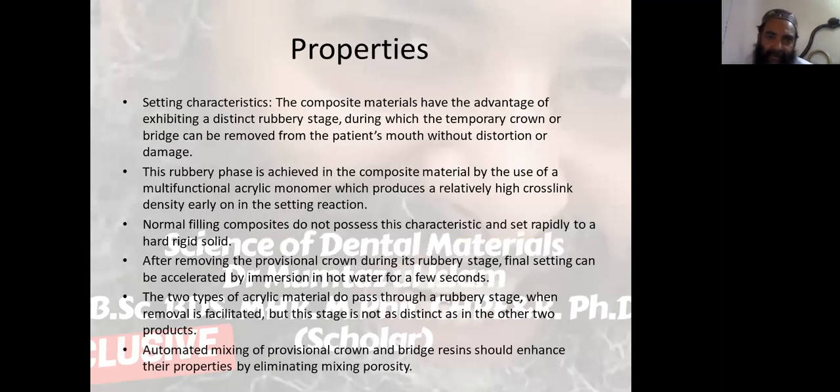Properties, setting characteristics. Composite materials have the advantage of exhibiting a distinct rubbery stage during which the temporary crown or bridge can be removed from the patient's mouth without distortion or damage. This rubbery phase is achieved in the composite material by the use of a multifunctional acrylic monomer, which produces a relatively high cross-link density early on in the setting reaction.